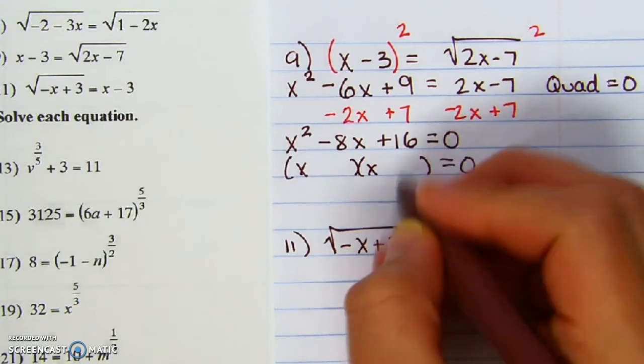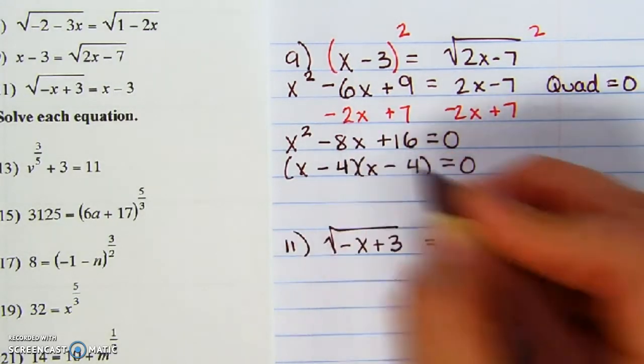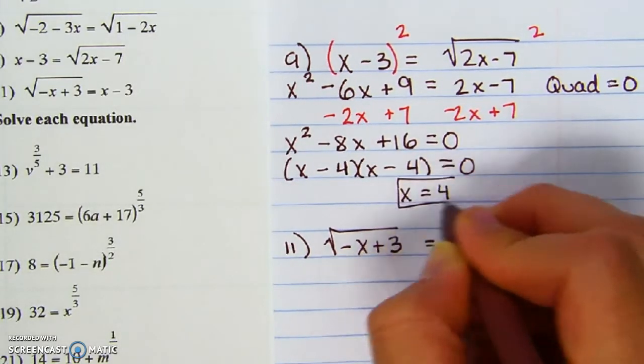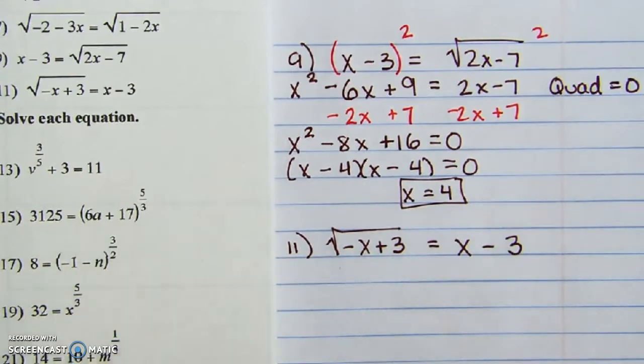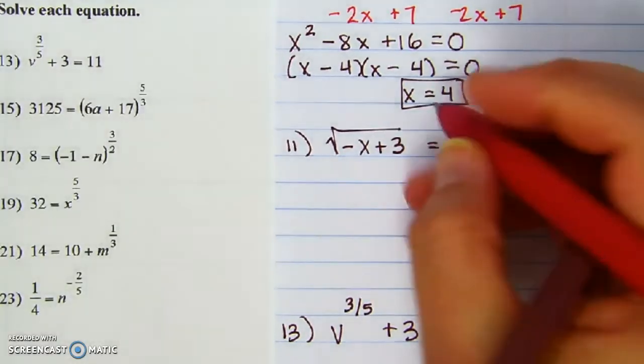Now what multiplies to get 16, but adds to get -8? Looks like that, yeah? And so we only have one answer of x equals 4, and we should plug that in to check. I'm going to keep going though, because we are not even at the hard ones yet.